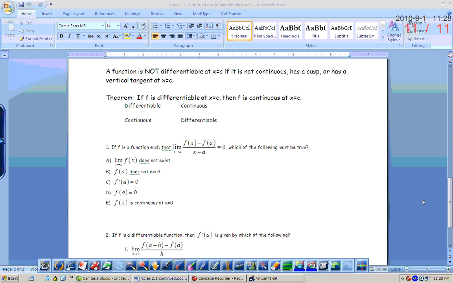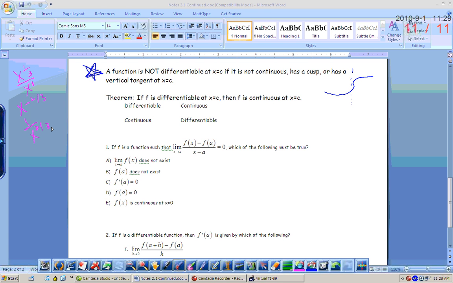A function is not differentiable at x equals c for 3 reasons. 1, f is not continuous, f has a cusp, or it has a vertical tangent at x equals c. You need to know those 3 reasons that a function might not be differentiable. Part of your homework tonight is just looking at a graph and saying where the function is not differentiable. So if you see a place where the graph is discontinuous, it's not differentiable. If you see a cusp, it's not differentiable. If you see a vertical tangent, it's not differentiable. And on a vertical tangent, they will usually draw in a dotted line for you to signify that that's a vertical tangent line.